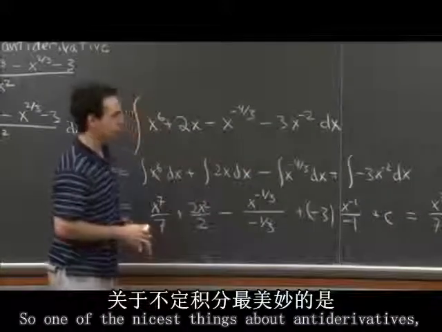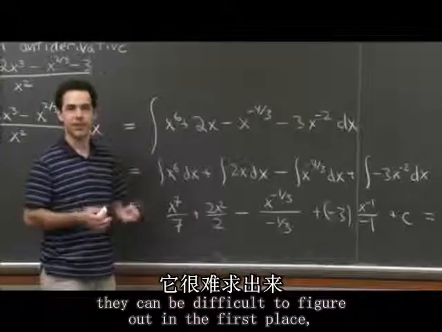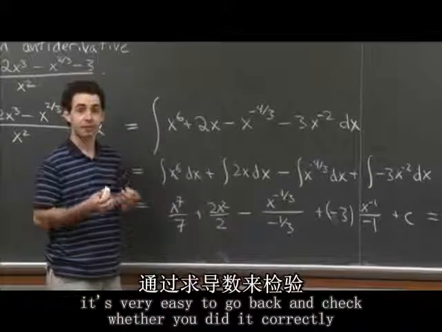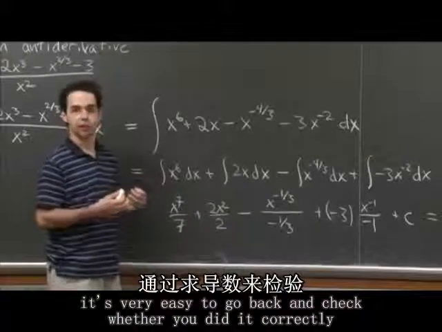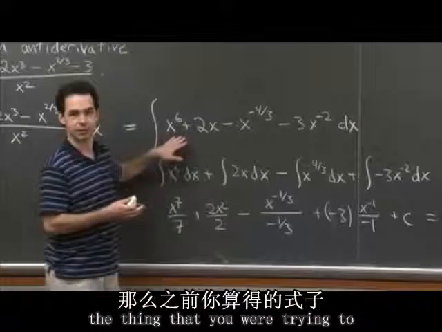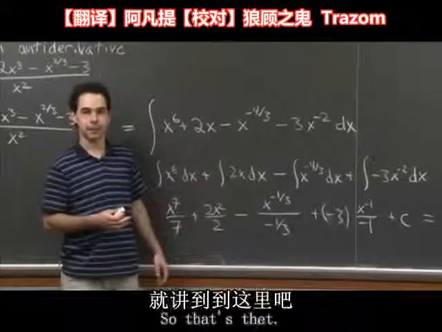So one of the nicest things about antiderivatives, they can be difficult to figure out in the first place. But after you've got something that you think is an antiderivative, it's very easy to go back and check whether you did it correctly by taking the derivative and making sure that it matches the thing that you were trying to antidifferentiate at the beginning. So that's that.